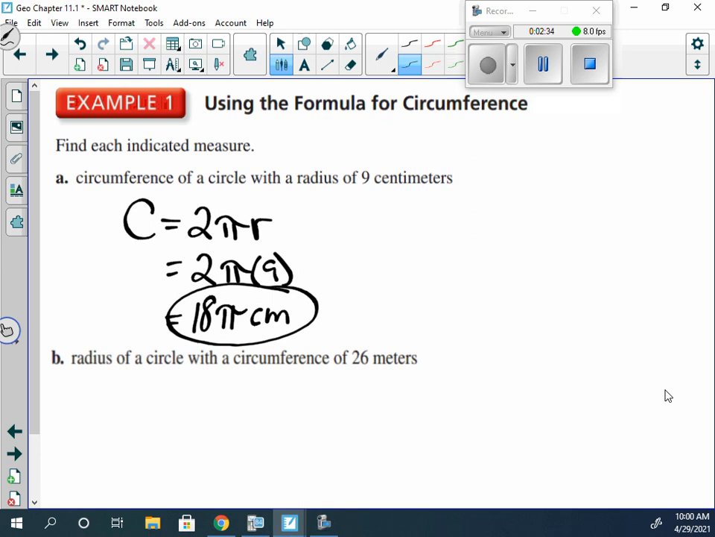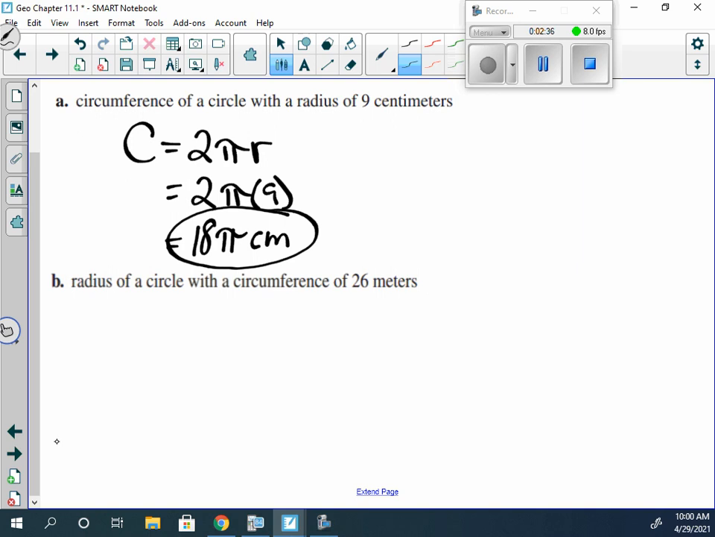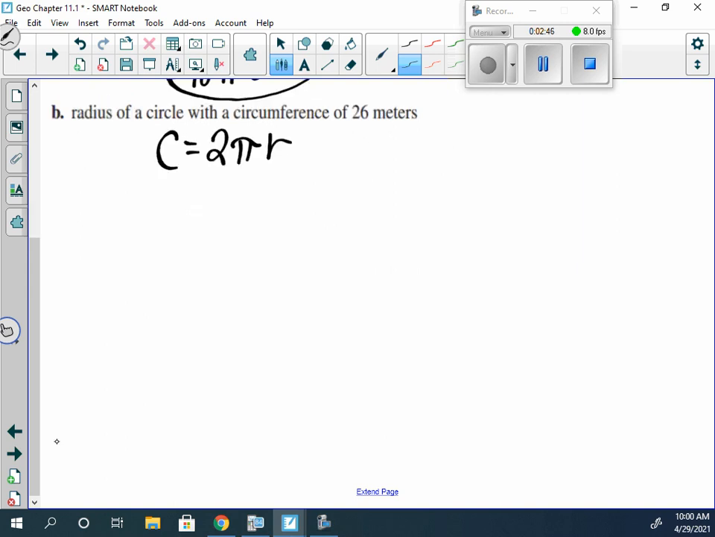All right, let's look at the next one. This time we want to find the radius of the circle with a circumference of 26 meters. We're still using the same equation, C is equal to 2 pi r. But this time they told us the circumference and not the radius. So we can fill in 26 for the circumference, and we get this here.